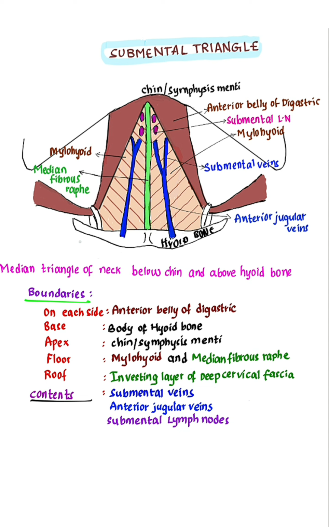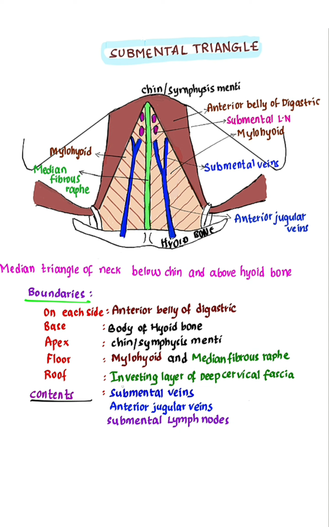Submental triangle is a median triangle of the neck below the chin and above the hyoid bone. Boundaries of submental triangle. On each side, anterior belly of digastric. Apex, it is directed upwards and it is formed by the lower border of chin or symphysis menti. Base, it is directed downwards. It is formed by the body of hyoid bone. Floor, it is formed by mylohyoid muscle and median fibrous raphe. Two mylohyoid muscles meet at median fibrous raphe. Median fibrous raphe extends from symphysis menti to the body of hyoid bone.